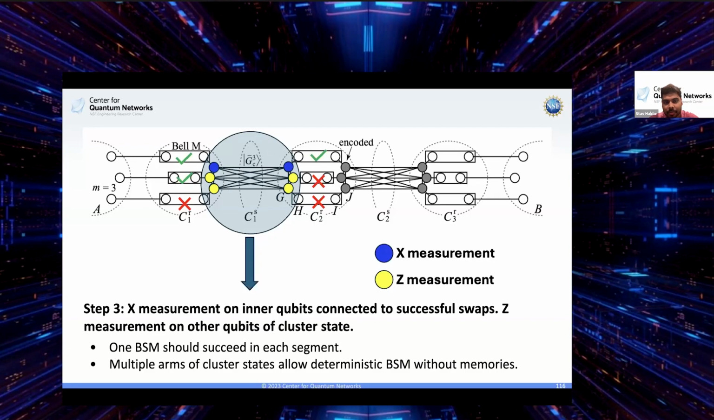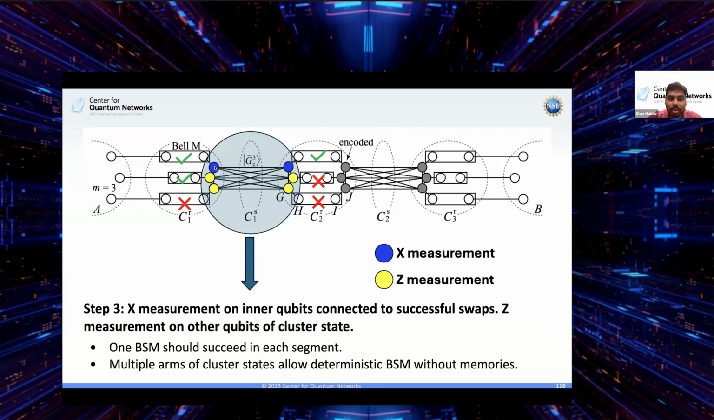So it will connect these. And by association, that means that it will connect this to this and so on, right? So if you keep selecting the ones where you had at least one success on the left and one success on the right, you keep joining such successful inner qubits together, and keep doing X measurements, they will drop, but you will get a path which connects A and B.